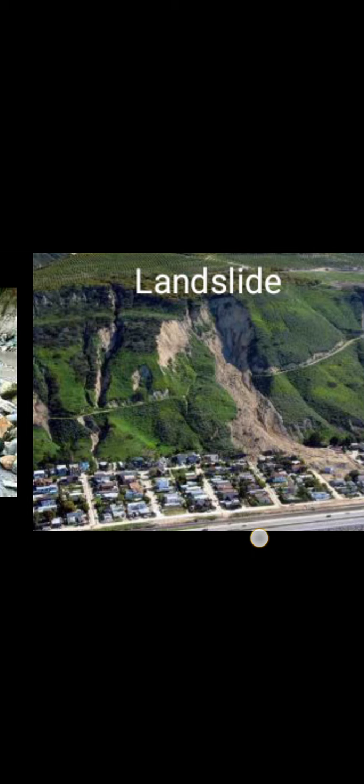Now let's see what is a landslide. Landslide is a natural calamity in which the land moves from its place because of earthquakes or volcanic eruptions. Sometimes, due to heavy rainfall, the land mass moves from its own place. This leads to destruction of life and property.